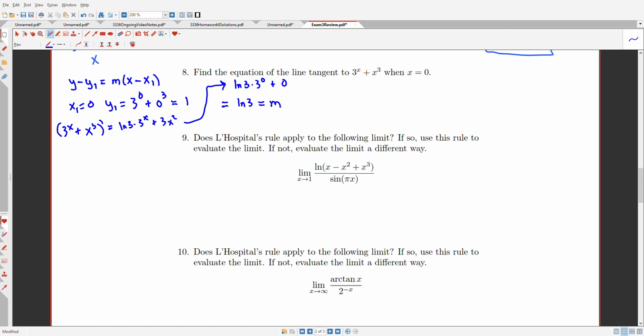So now I have all three ingredients to build this tangent line. The tangent line should be y minus y1, so 1, equals the slope, natural log of 3, times x minus 0. You might slightly rewrite this as y minus 1 equals x times natural log 3. There's a bunch of ways to write this.